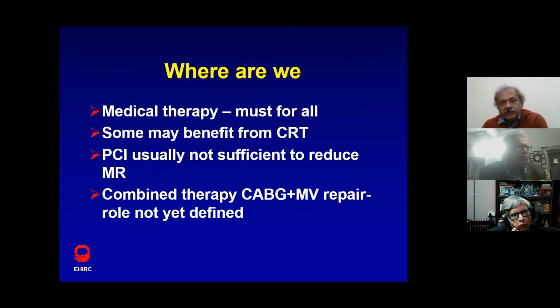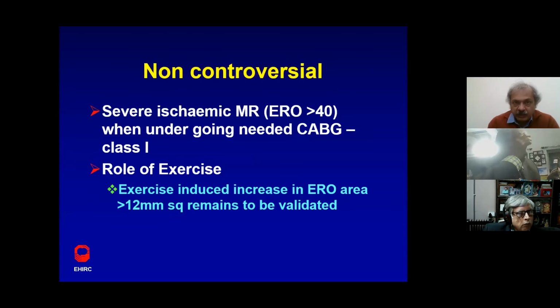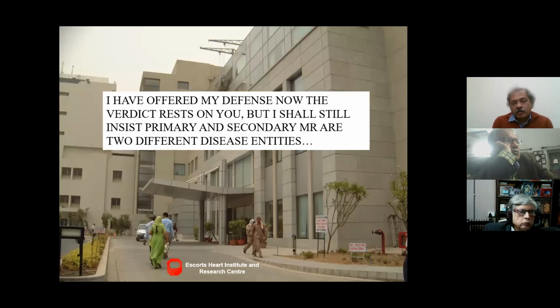Medical therapy is a must for all, but a difference exists between primary and secondary. Some may benefit from CRT if there is a wide QRS. PCI is usually not sufficient to reduce mitral regurgitation. Combined therapy, CABG plus MVA, has a role not yet defined, but there are certain non-controversial things. If there is severe ischemic MR, ERO more than 40, when undergoing CABG, that's a class 1 indication. The role of exercise needs still more validation.